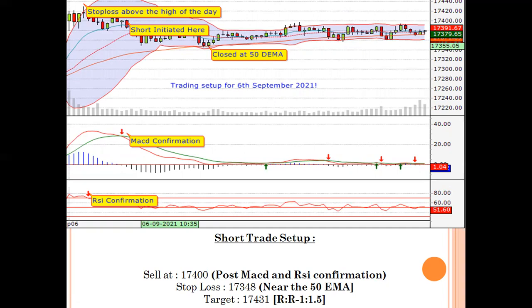So here we sold at 17,400, and it's the other way around. The target was 17,348, and the stop loss was 17,431, and that is how the whole structure was established. A risk reward of more than 1:1.5 was there on the offing. So keeping all those things in mind, you have to understand this is the structure of the trading strategy.